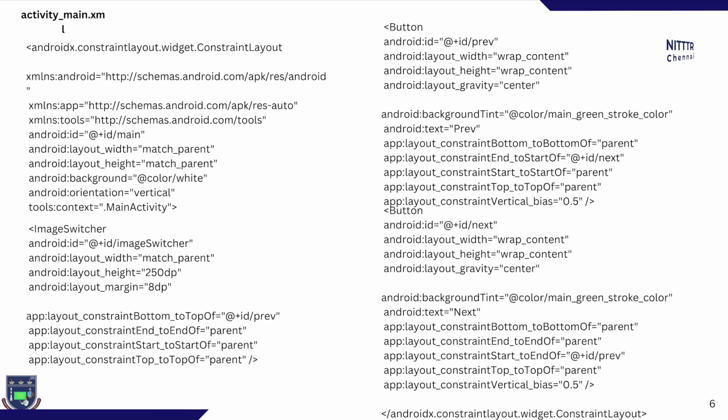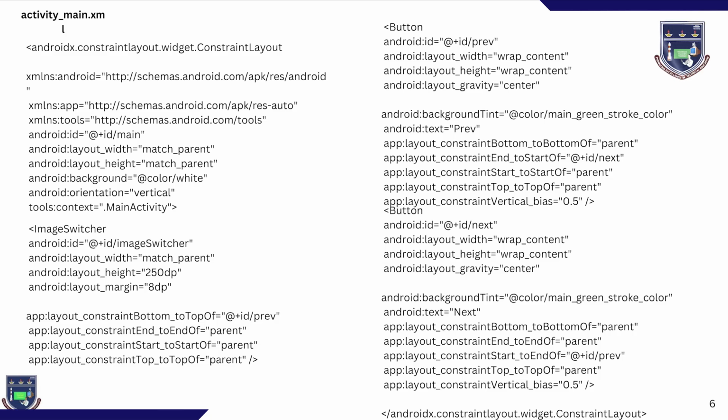Next we have a next button. Similarly, we have a next button on the right side of the screen, and it is aligned next to the previous button. This will allow the users to switch to the next image in the sequence.